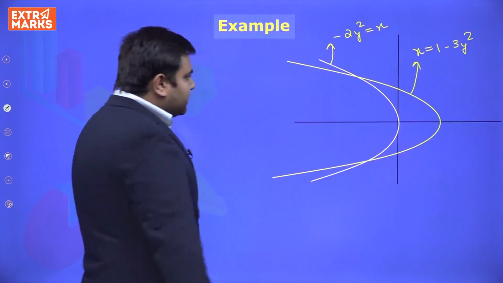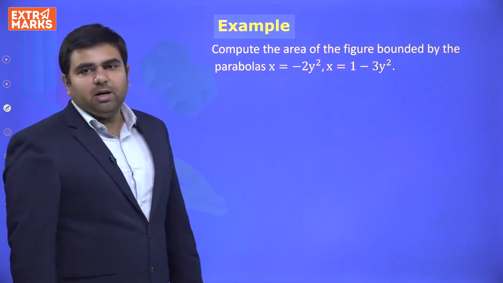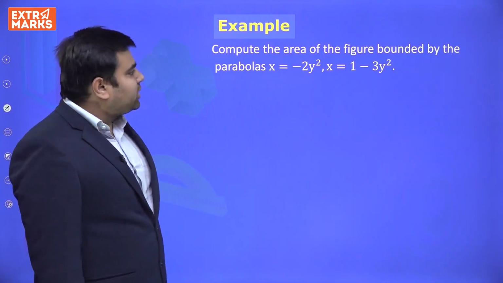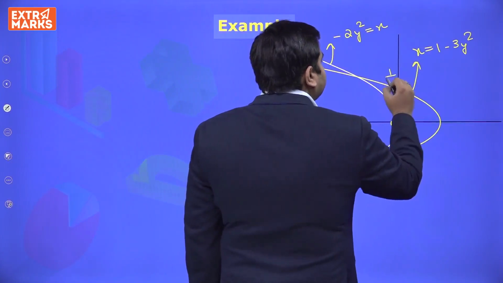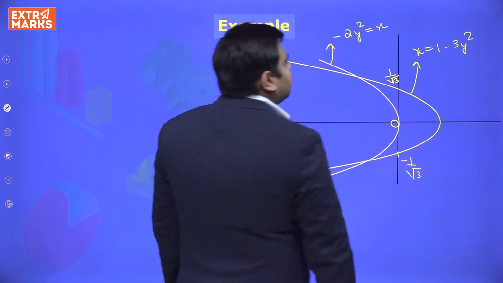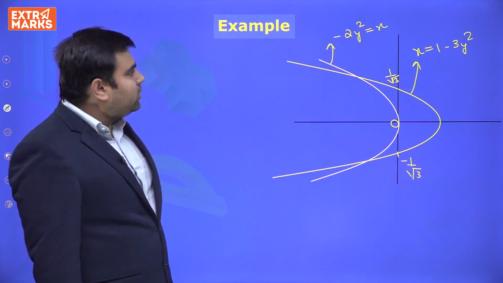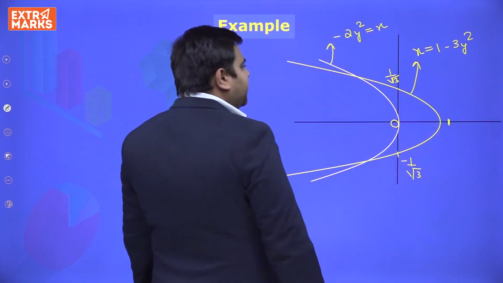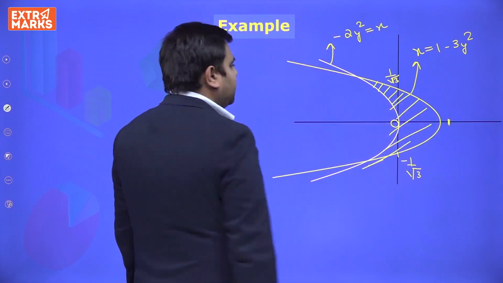This curve is x equals 1 minus 3y square, right? So if x becomes equal to 0, then y will come out to be plus minus 1 by root 3, right? So this will come out to be 1 by root 3 and this will come out to be minus 1 by root 3. If y becomes 0, then what will be the value of x? It will be 1. So we need to find this area. We are concerned with this area, right?